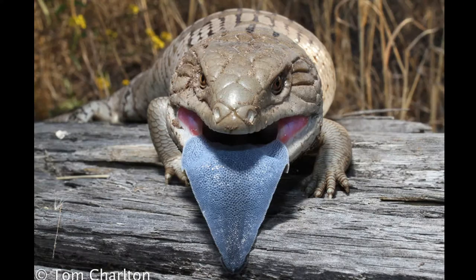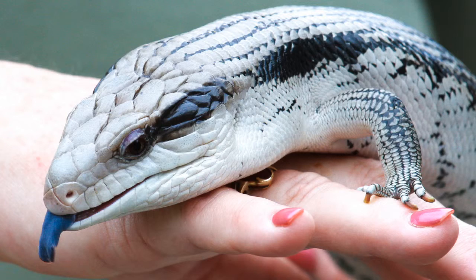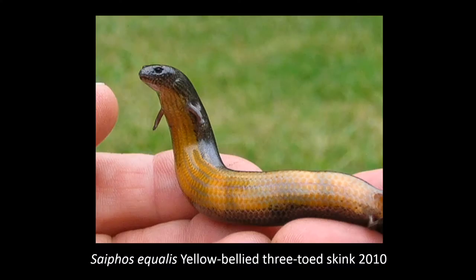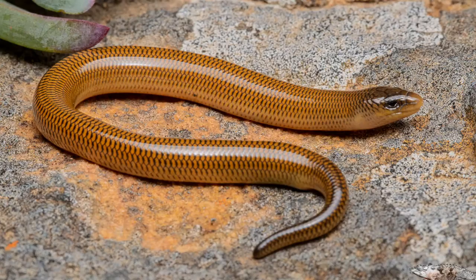And again, we have the very lizard-like skink species. This is, again, the blue-tongued skink of Australia. And then we have the three-toed skink, and then we have the legless skink. Super interesting to see these things.